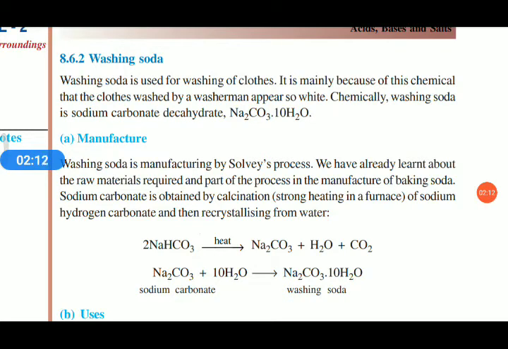Take this sodium carbonate and add water, by the process of crystallization. Then we get washing soda, Na2CO3·10H2O. That means first we heat NaHCO3, we get Na2CO3. It is dry. It doesn't contain water. Then we add water to Na2CO3, then heat, and by cooling before complete evaporation, we get Na2CO3·10H2O. That process is known as crystallization.